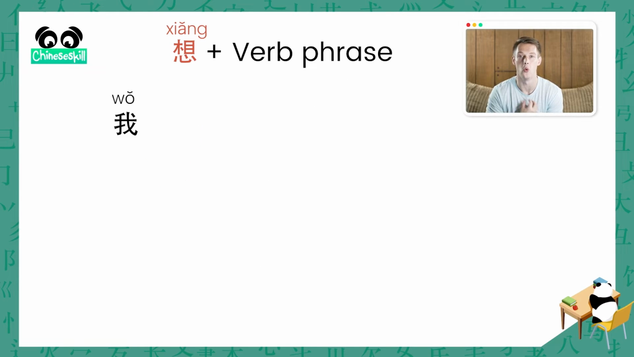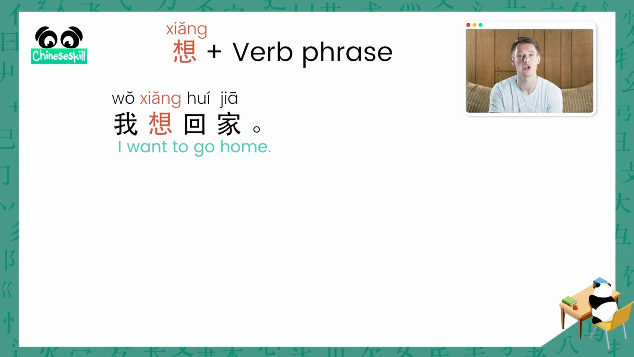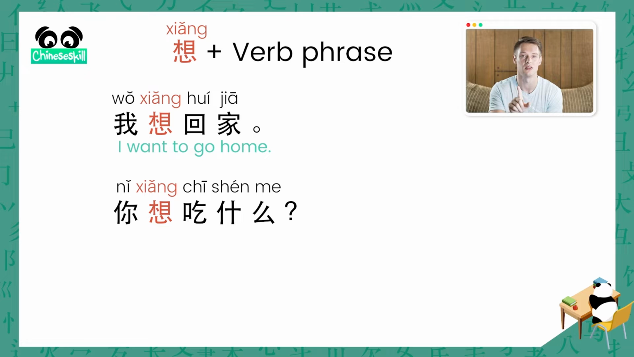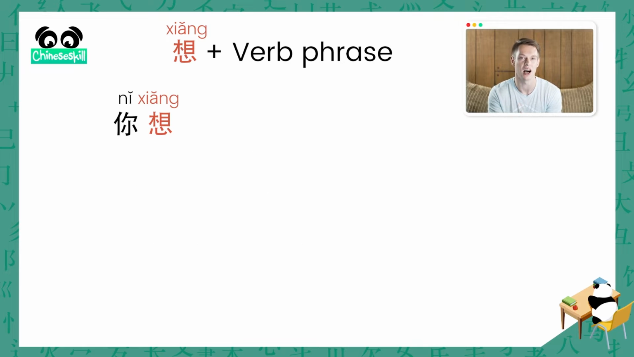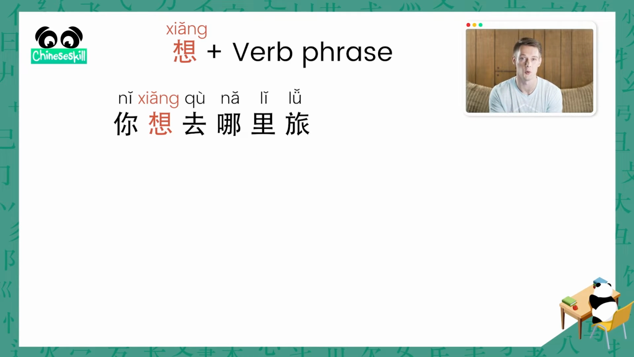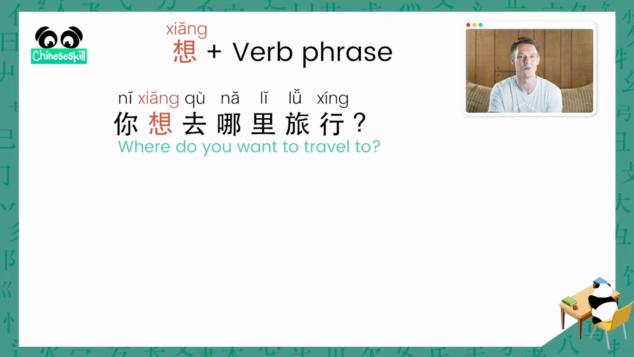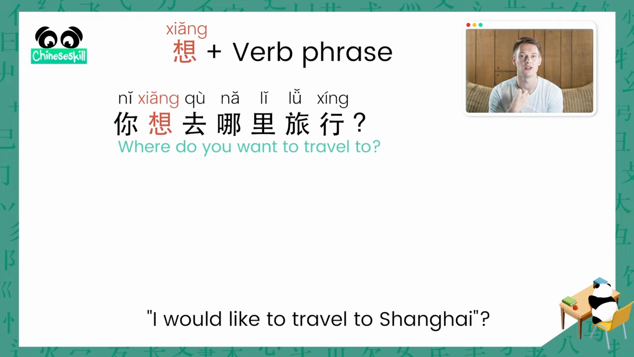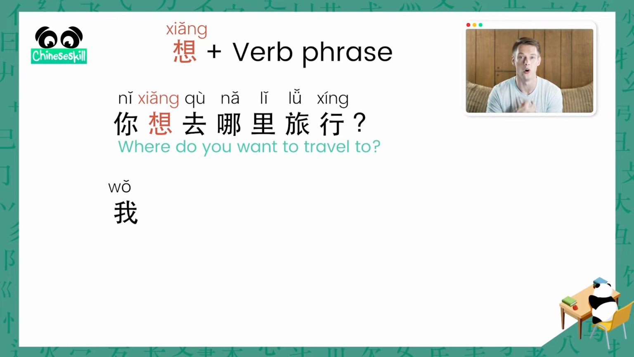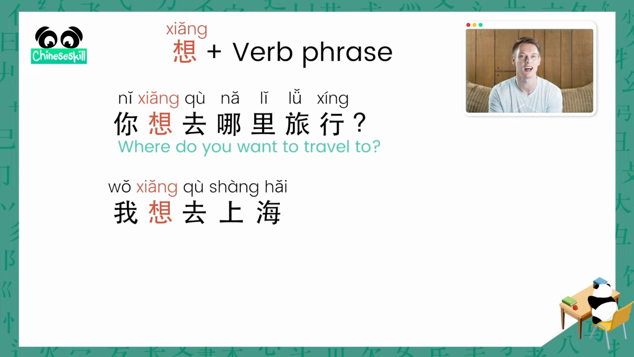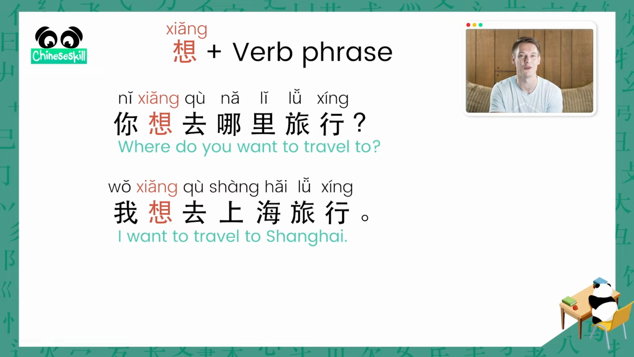For example, 我想回家. I want to go home. Or 你想吃什么? What would you like to eat? So if I asked you, 你想去哪里旅行? Where do you want to travel to? How could you reply, I would like to travel to Shanghai? 我想去上海旅行. I want to travel to Shanghai.